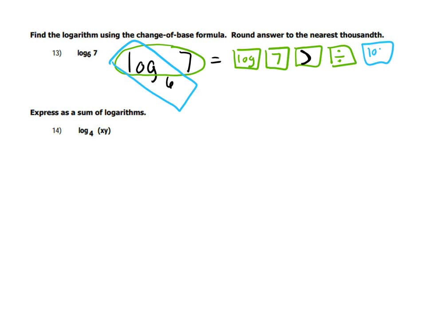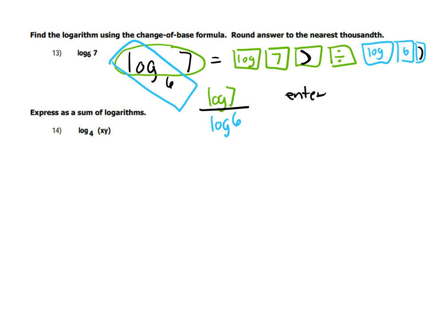L-O-G, not log of 10, log of 6. I usually close my parentheses, but you don't really have to. And then just hit enter. What you're literally doing is taking the log of 7 and dividing it by the log of 6, which are both base 10 logs. The 10 is invisible, and that's what the LOG button on your calculator does. It only does base 10.